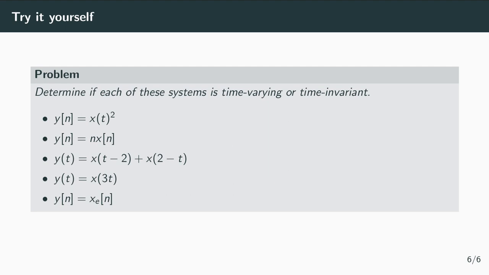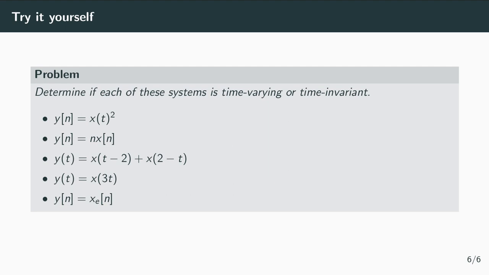Then you have y of t is x of t minus 2, and then x of 2 minus t. So there's a kind of time reversal going on in there. If you take y of t as x of 3t, that's a speed up, or speeding up the signal. Is speeding it up time invariant or time varying? It's hard to say off the top of your head. You have to go through the analysis and figure it out.